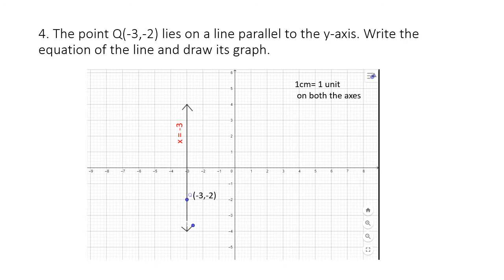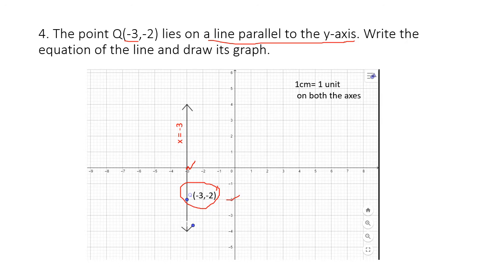Okay, so if I draw that point, where will I get? Let us check. Since it is -3 on the x-axis, so -3 is here, and -2 on the y-axis, so it is here. So where do they meet? They meet here. So the first step is: we are supposed to draw this point, and then we are supposed to draw a line parallel to the y-axis through this point.